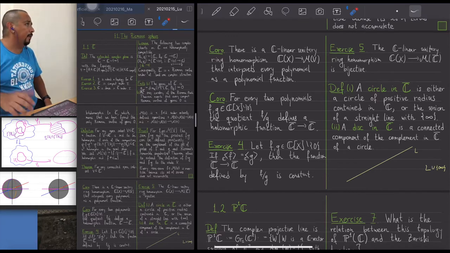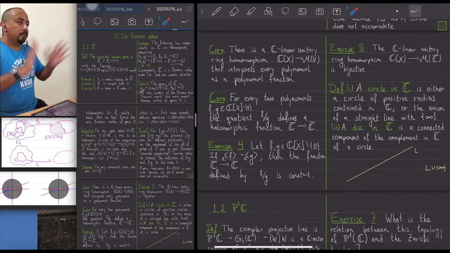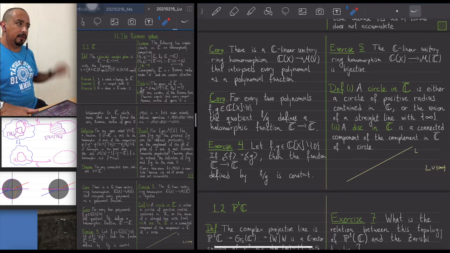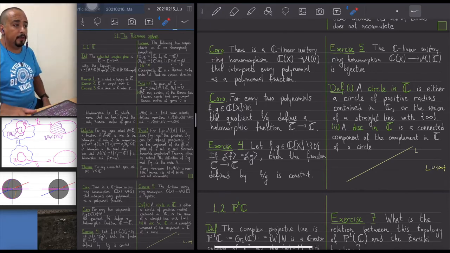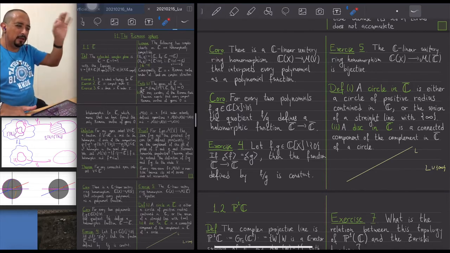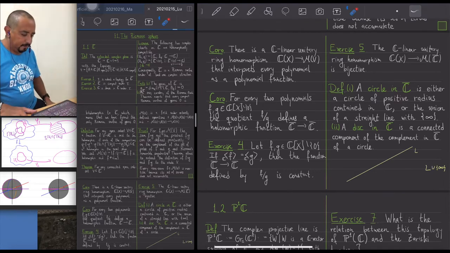And if the polynomial has degree zero or degree minus infinity, if it's the zero polynomial, then there's no problem. It can be defined on the whole of C bar. So in other words, a polynomial induces a polynomial function that can be defined not only from C to C, but actually from C bar to C bar. So I can fill in that little hole, which is the point at infinity.